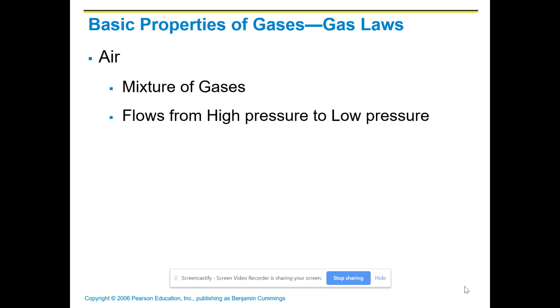Now that you understand gas laws, we can talk about how air behaves and how gases behave in the respiratory system. Don't forget that air is a mixture of gases. Air will flow. Air always flows from high pressure to low pressure. So if you took a drinking straw and you blow through it, you're creating a higher pressure in your mouth, and that forces the air out the other end.